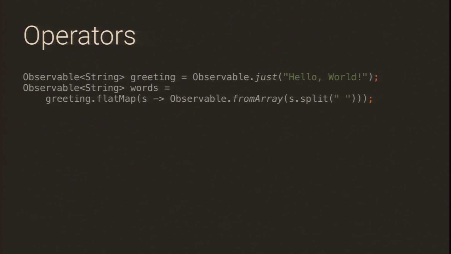This function, this lambda, is returning a new source of data, which in this case has 2 elements, and it's taking the items that emit from that inner observable and flattening them back into the original stream. So now if we were to subscribe to words, we would get, in this case, 2 strings out. We get hello, comma, and then world. So flatMap becomes the operator here.